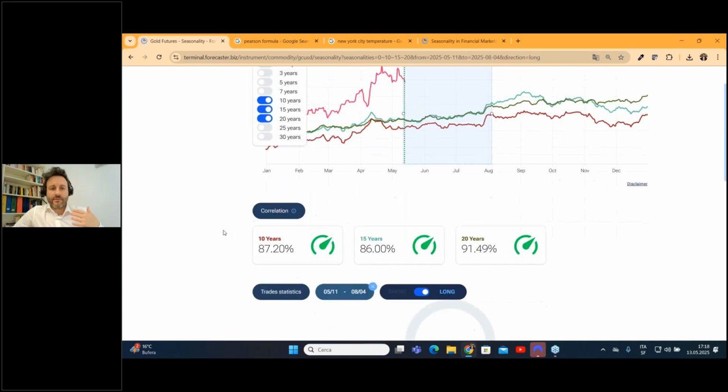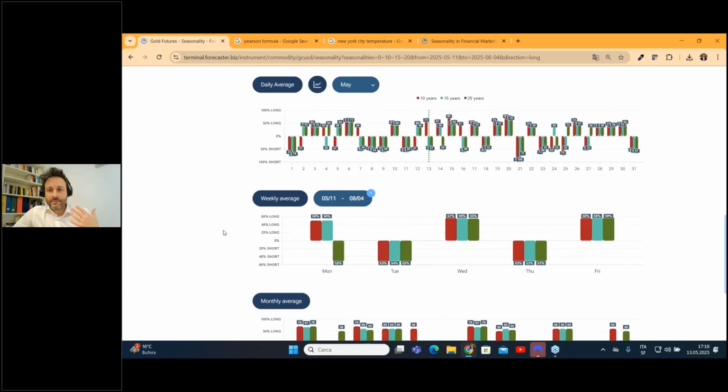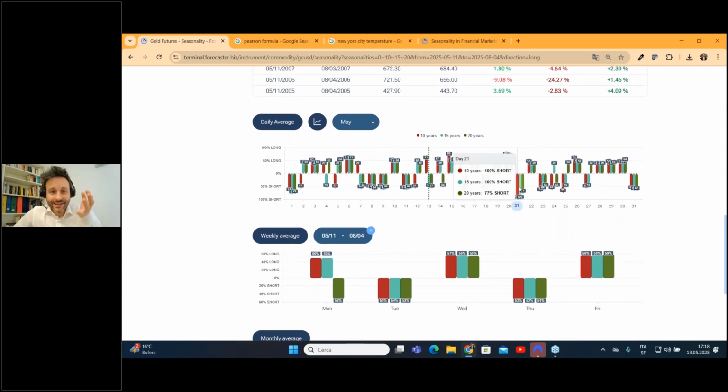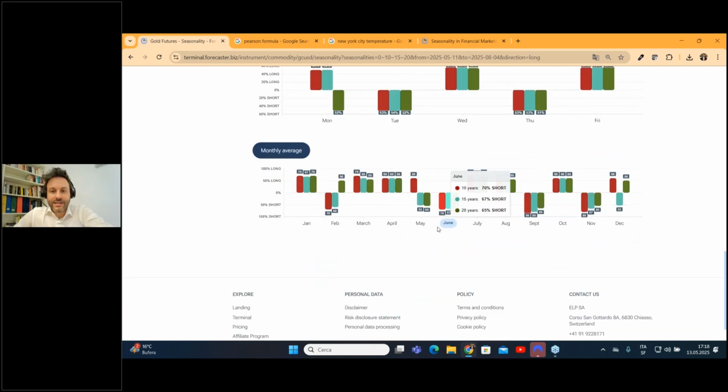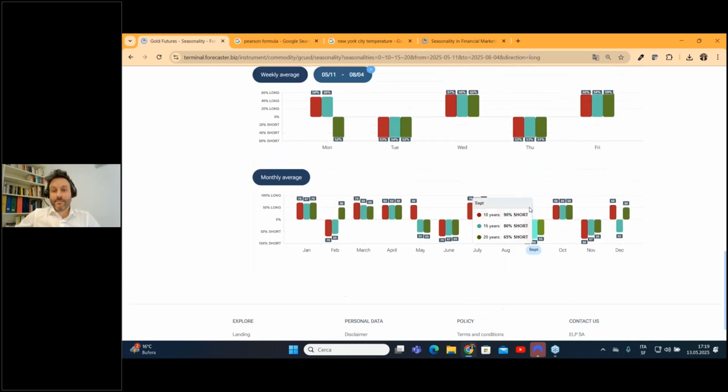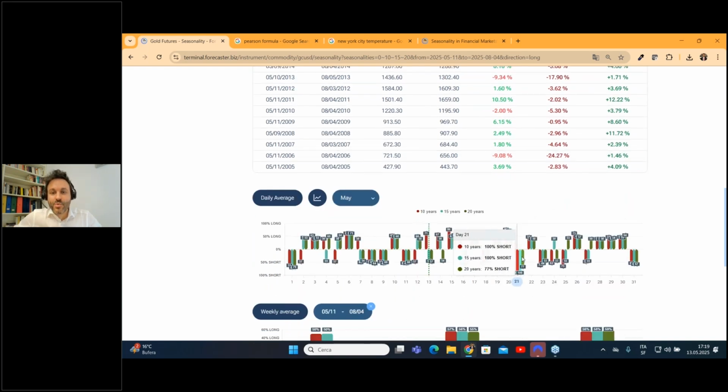Okay, so if you would like to have the same statistics for the last 20 years, look, here we are. For example, the 21st of May is a very bad day for gold. Look, because both in 10 and 15 years, we had 100% short, which is an amazing statistic. And also here, as you can see, we have a consistency. Look, June is 70% in the last 10 years, 67 and 65. I mean, this data is very consistent. Look, September, very bad month, 90% short in the last 10 years, 80% short in the last 15, 65% in the last 20. If we go here, look, the 21st is 100% short also in the last 15. Very nice data.